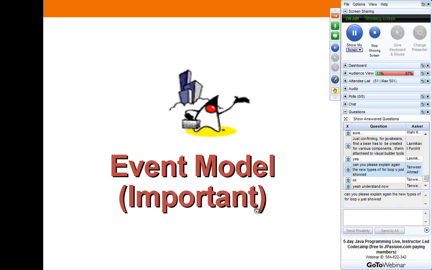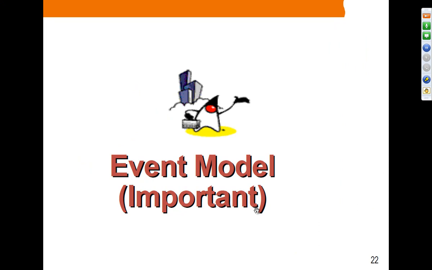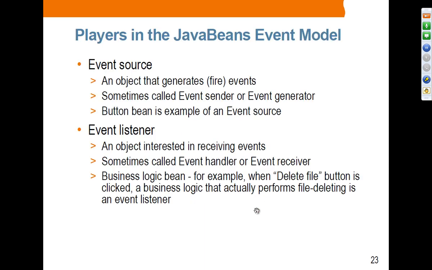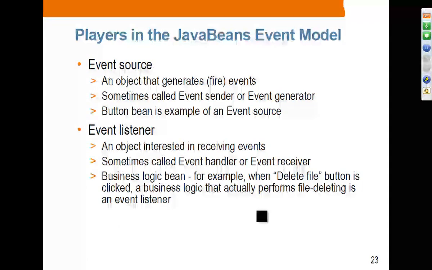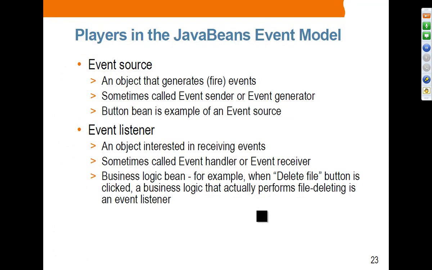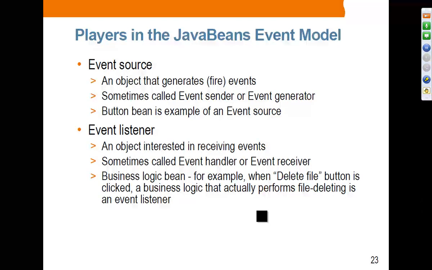Event model. So in the JavaBeans event model, there is an event source. It's an object that generates events, or we sometimes call it firing events. Event source bean is sometimes called event sender or event generator. So they are all the same thing.